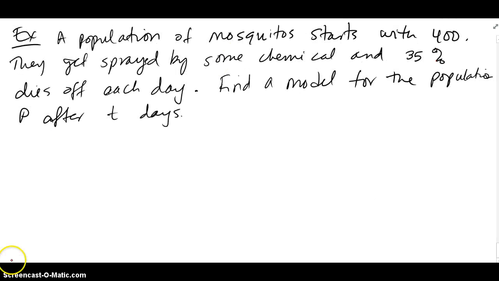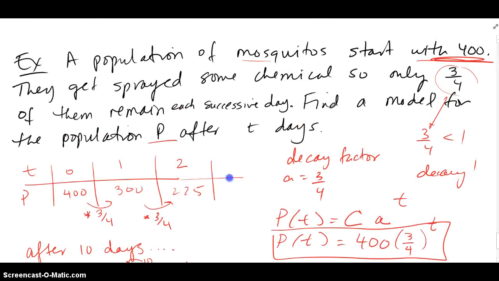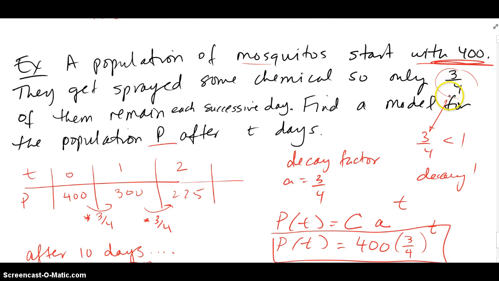Okay, a population of mosquitoes again starts with 400, and they get sprayed with some chemical, and 35% dies off each day. Now this is a little different than before when they said 3/4 is left each remaining day. That means 75% was left each remaining day, so 25% of it went away. But they automatically gave you the growth factor, which was the a that we plugged in.